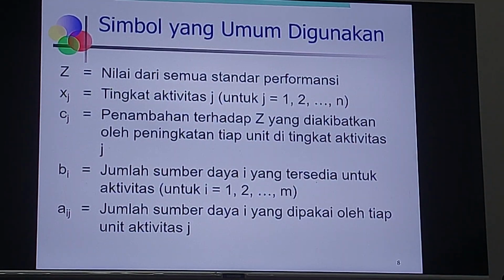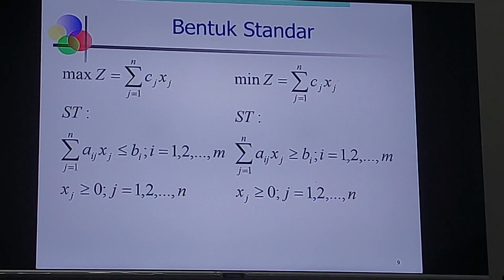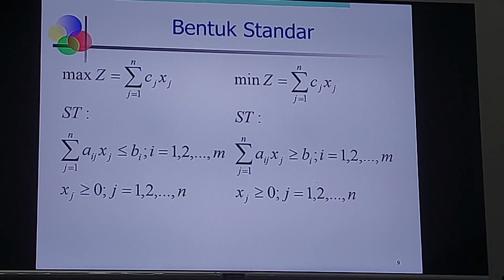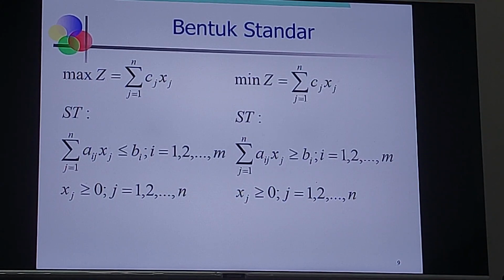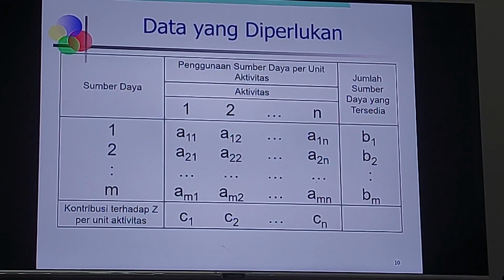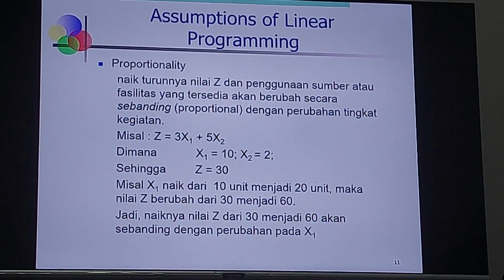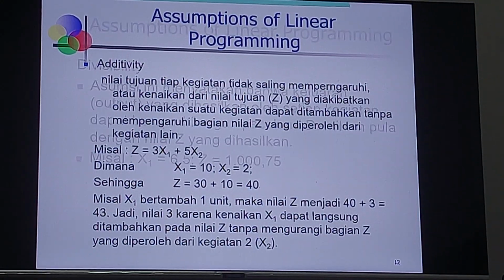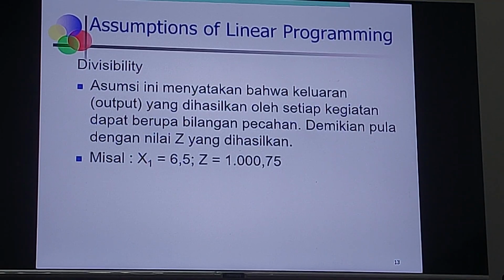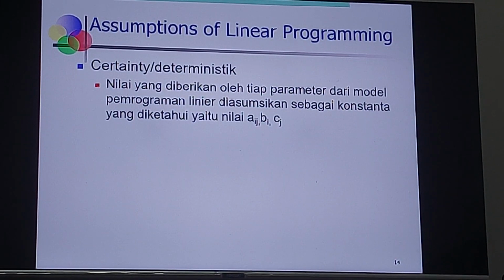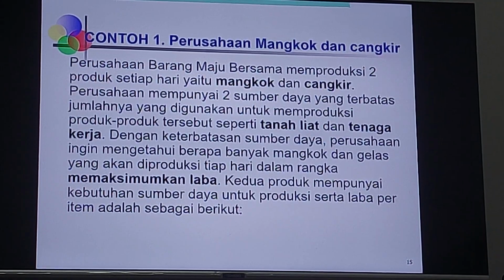Then you have the same Z, X, C, B, A as previously, and the same standard mathematical formulation, maximize or minimize, the same table as the previous one, and the same assumptions: proportionality, additivity, divisibility, and certainty. But then this one. There it is. I will try to translate it. You can learn it.